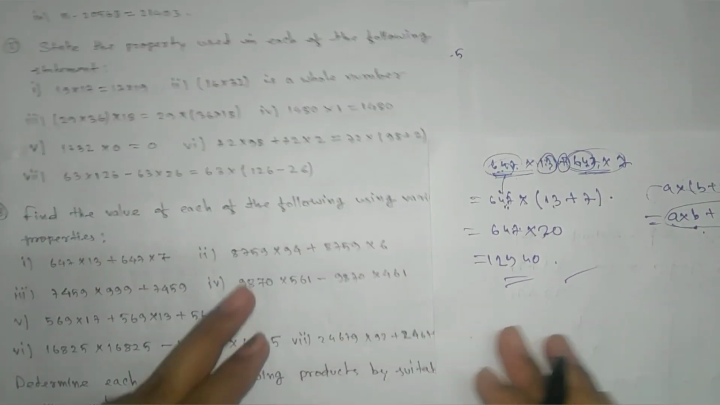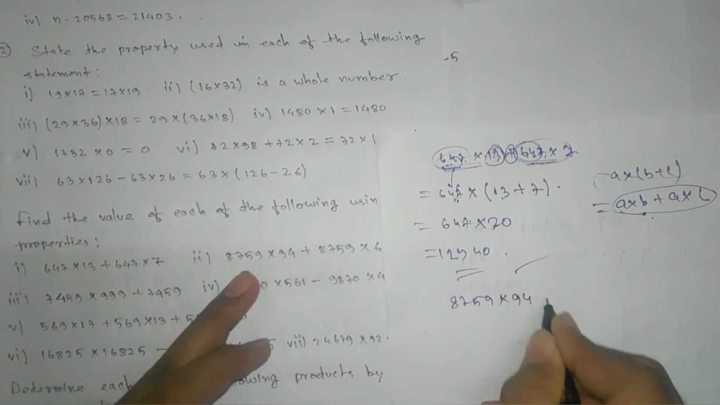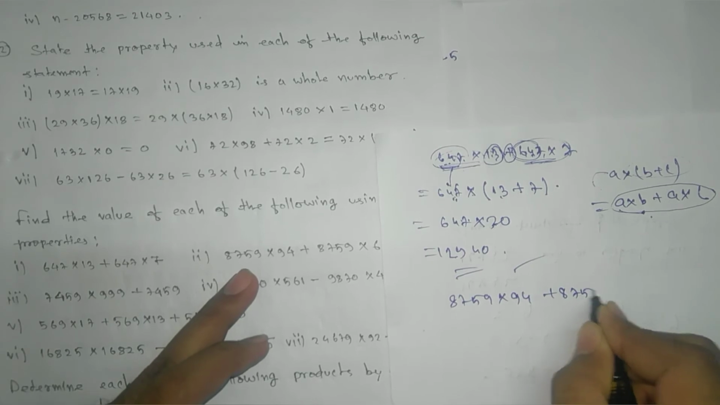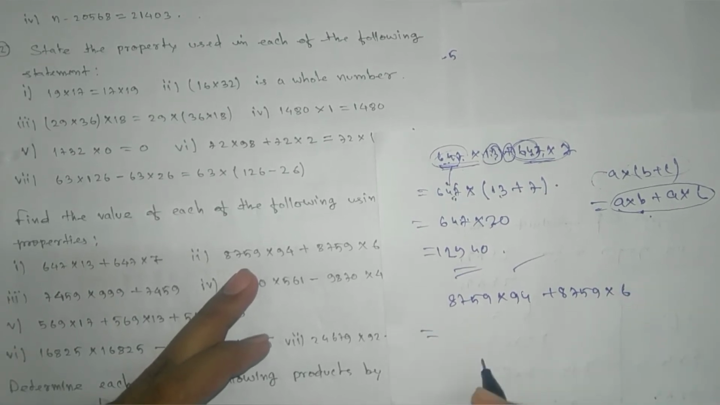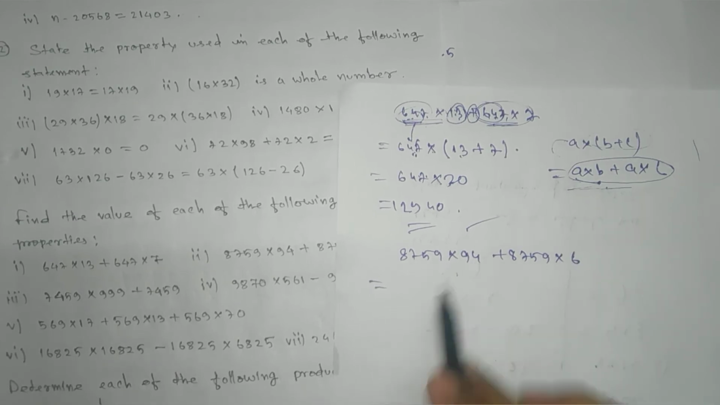If you look at the other problem, these are quite more interesting. Like if you see here, 8759 into 94 and 8759 into 6. Now if you do not use this property, the distributive property, then it will be quite hectic for you.